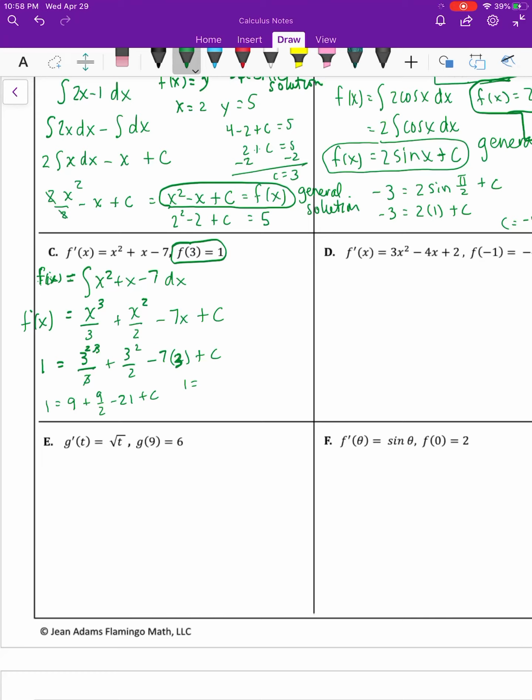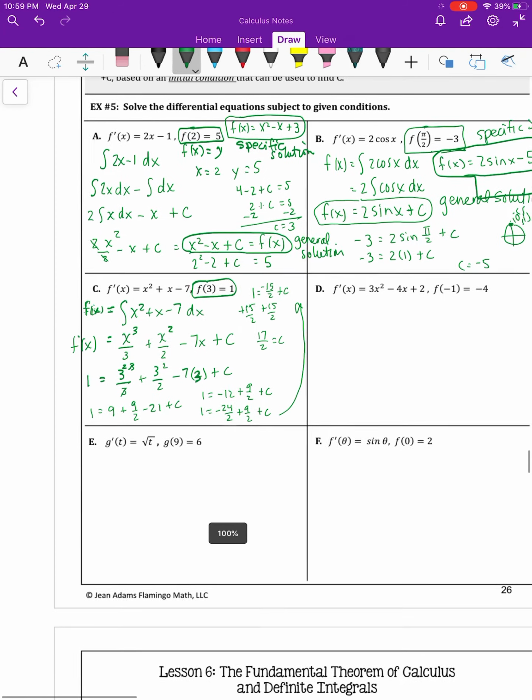So 1 equals, our 9 minus 21 is going to be, what, negative 12 plus 9 halves plus c. So 1 equals negative 24 halves plus 9 halves plus c. Sorry, guys, I'm going to have to come up way up here. 1 equals, this is going to be negative 15 halves plus c. And then I would add 15 halves to both sides, and this would be 17 halves. So my c is going to be 17 halves.